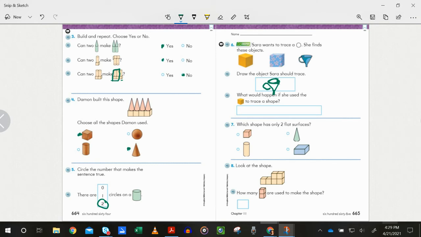Okay, what would she get if she traced the cube? She would get a square. So if you wrote square, or if you drew a picture of a square, okay, then you get the star there.